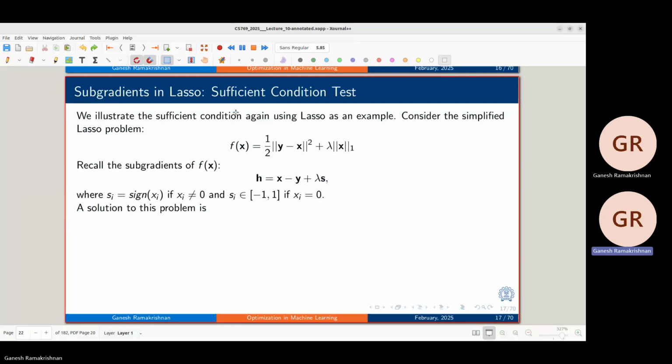Okay, so if xi is strictly greater than 0, then si will be +1. And I'll write down this expression: xi minus yi plus lambda equals 0. If xi is less than 0, the sign would be minus 1, and xi minus yi minus lambda equals 0. If xi equals 0, si is in the closed interval minus 1 to plus 1.